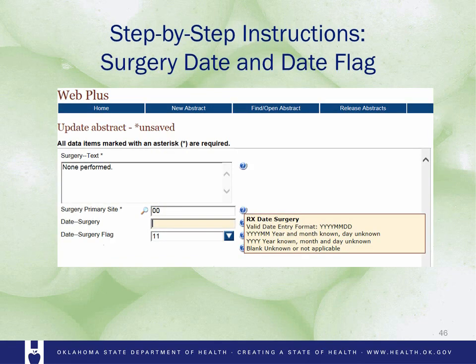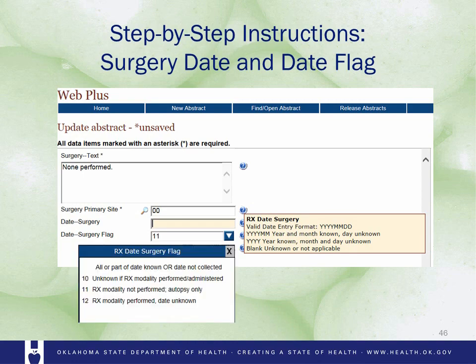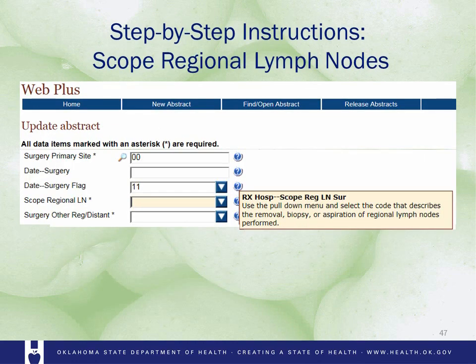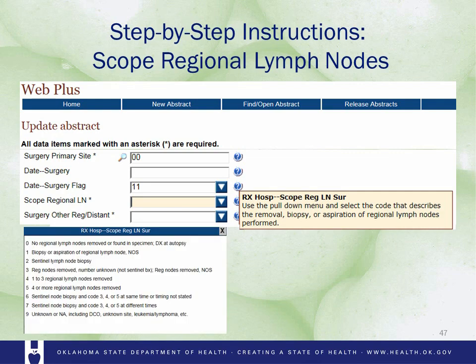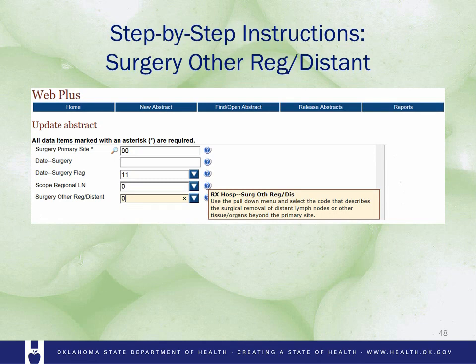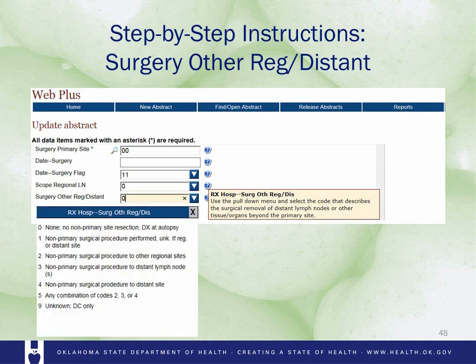Next, you will record the date of this surgical procedure to the primary site. If no surgery was performed, leave blank and use the appropriate flag in the surgery flag field. The scope regional lymph node field is used to describe any removal, biopsy, or aspiration of regional lymph nodes. Use the drop-down menu to select the appropriate code. The next field is to document surgery to sites other than the primary site. Use the drop-down menu to select the appropriate code. If no surgery of other sites was performed, you will code 0.